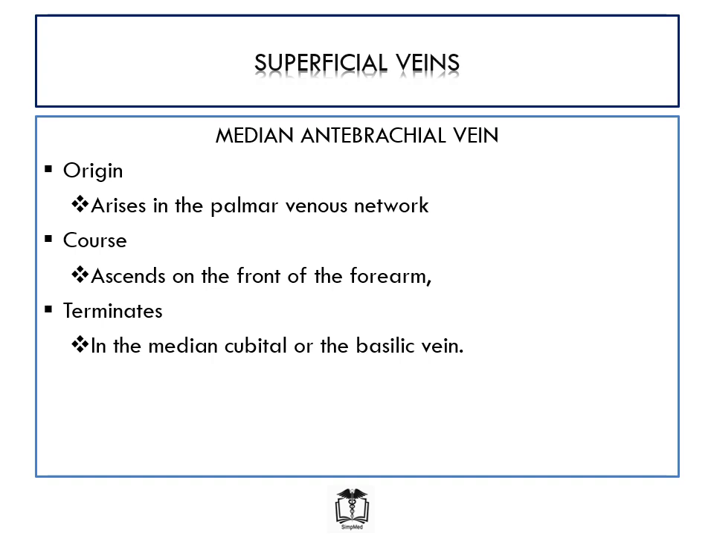So it's either or. So we can see just the median antebrachial vein. In that case, it has replaced the median cubital. We can see both the median antebrachial and the median cubital vein, or we can just see the median cubital vein. Remember that it's a very variable vein. We don't really see it in all cases.